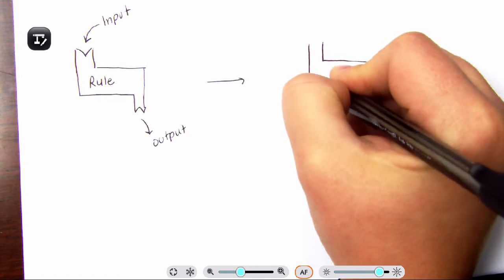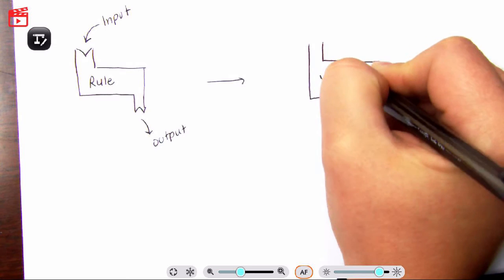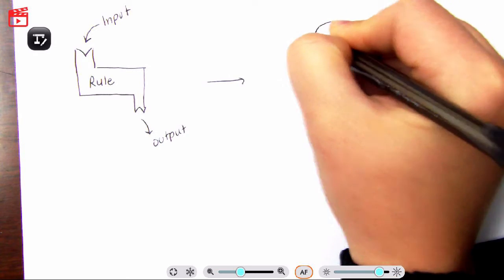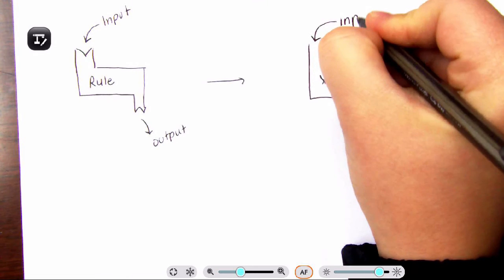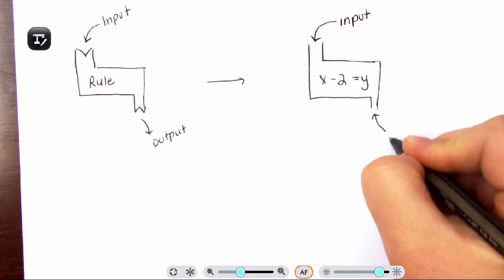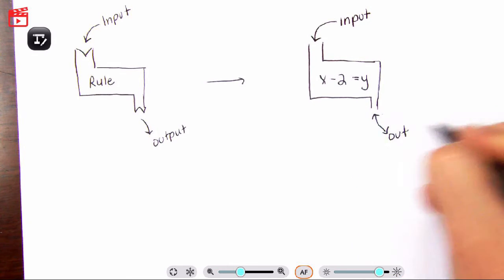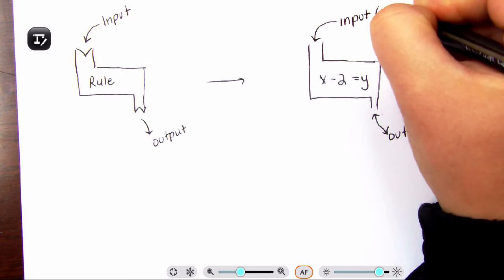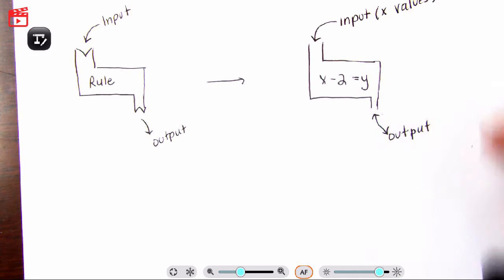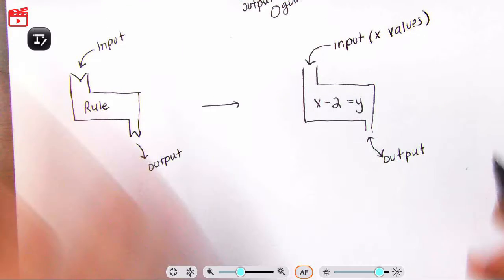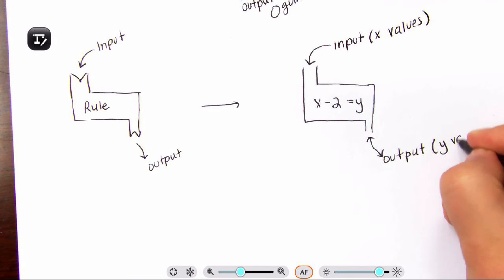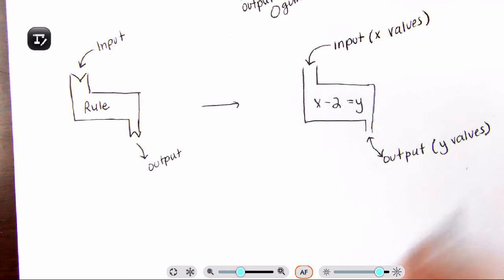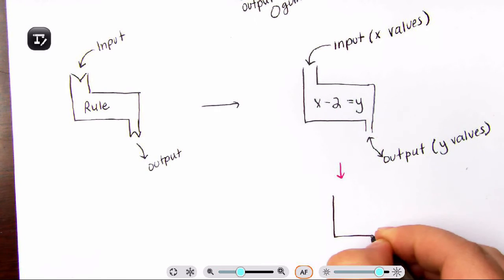Let's do an example of x minus 2 is equal to y. So what am I going to be inputting? And what am I going to output? I guess the arrow's that way. So I'm going to input x values. And my output is my answer or my y values. So how would that look like? Well, let's do this. I'm going to keep it in black here.